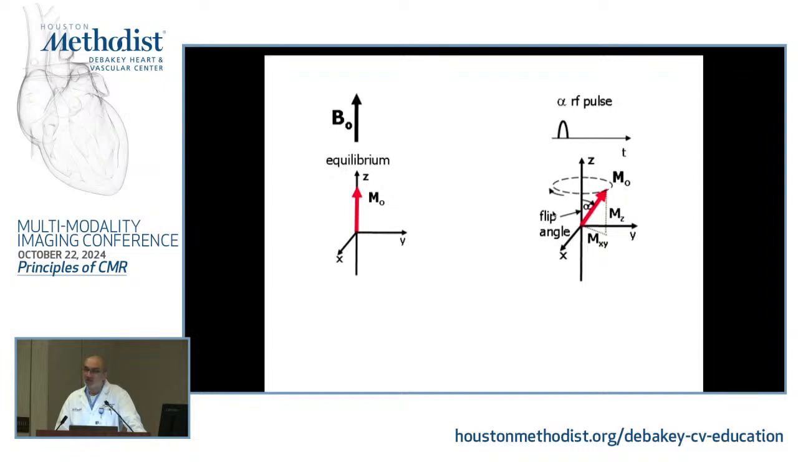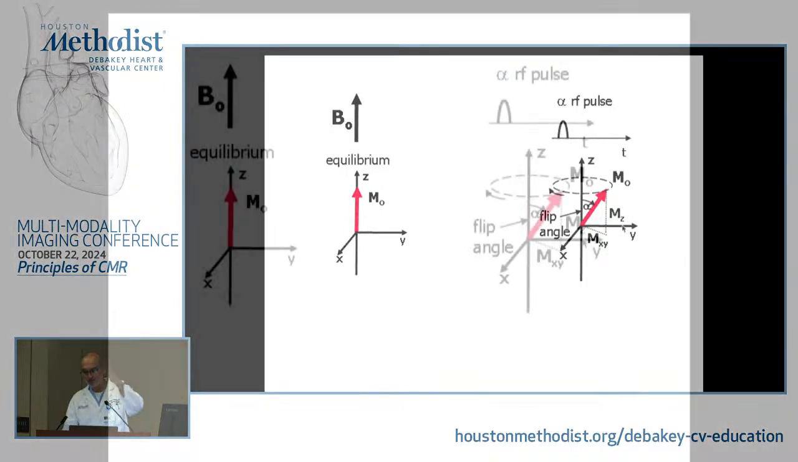The amount and duration of this radio frequency pulse that you apply determines how much they get tipped down. So this is the net magnetization vector, going from upright. If I apply a 30-degree pulse, then that vector gets shifted by 30 degrees. If you apply a 90-degree pulse, then that vector would get shifted by 90 degrees.